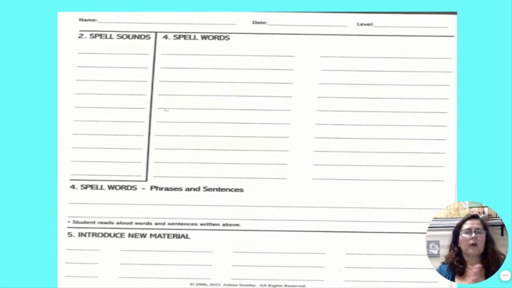Okay, now we're on to the spell sound section of our lesson. So right here, I'm going to give you a sound. You will repeat the sound, and then you're going to write the sound right here in this section here. So the first sound, sl, sl. Repeat, then write.